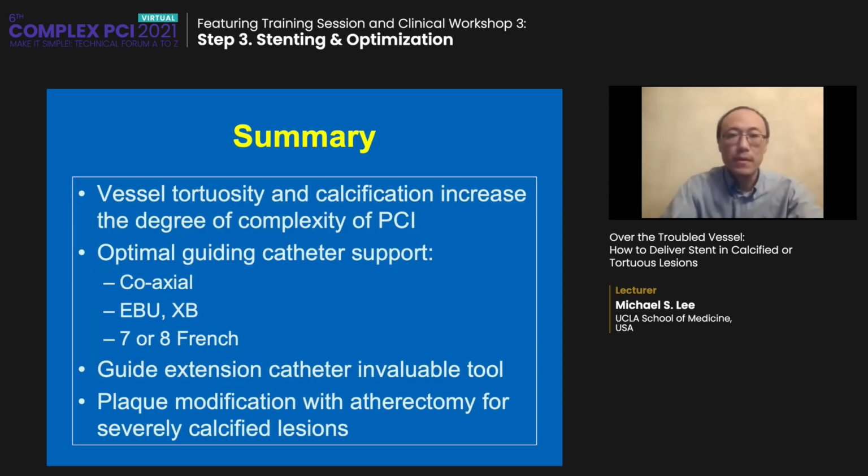So in summary, vessel tortuosity and calcification increase the degree of complexity of the PCI. I think one of the most important aspects of these interventions include having optimal guide catheter support. So it needs to be coaxial, using extra supportive guide catheters. The introduction of guide extension catheters are invaluable. And again, when you have a calcified lesion, plaque modification with atherectomy or with intravascular lithotripsy is very useful in delivering stents in severely calcified lesions.